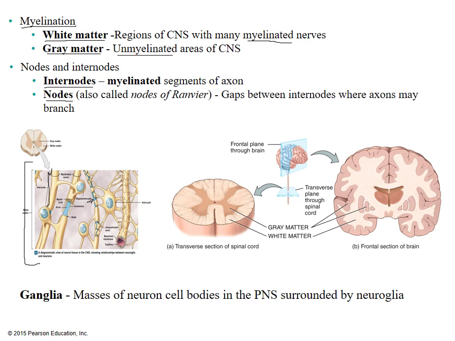Now, you've probably already heard the word ganglia in the lab, and hopefully the TAs described that for you as a mass of neuron cell bodies, a gang of neuron cell bodies in the peripheral nervous system that are surrounded by neuroglia. They're surrounded by particular cells whose job it is to keep them together in one area and protect them. Those ganglia are going to become very, very important down the road as well.